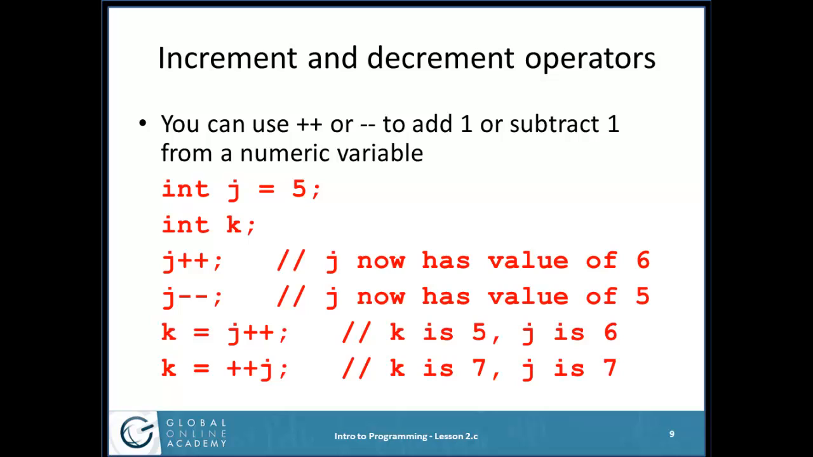k = j++. That says use the value of j, then increment it. So k gets the value of j before it did the plus plus. That is 5. Then j gets incremented. If you want to increment j first, you could do k = ++j. Add 1 to j, it's now up to 7. Move the value into k. So they both would have a value of 7.